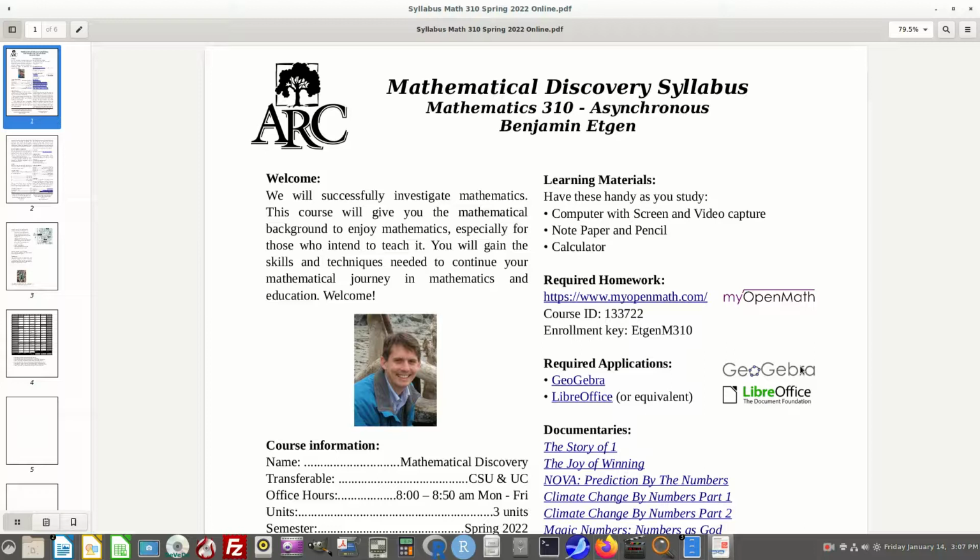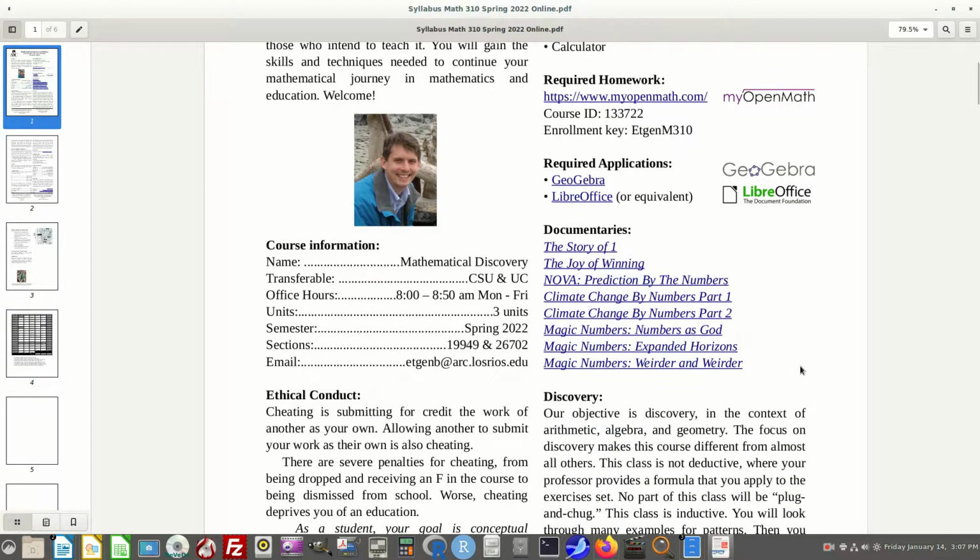We will successfully investigate mathematics. This course will give you the mathematical background to enjoy mathematics, especially for those who intend to teach it. You will gain the skills and techniques needed to continue your mathematical journey in mathematics and education. Welcome. There's a picture of me. This is Mathematical Discovery. It's transferable to the CSU and UC system.